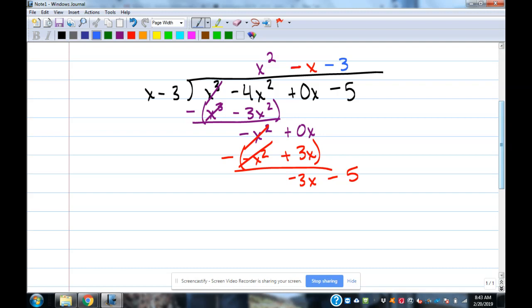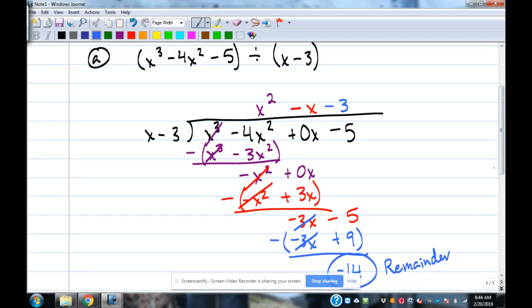So we're subtracting. Negative 3 times x would be negative 3x. Negative 3 times negative 3 is 9. Parentheses, subtract. The x's go away. Negative 5 minus 9 would be negative 14. This is our remainder.